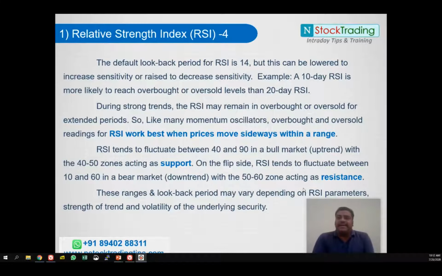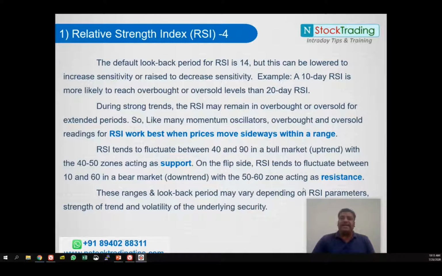Now, during an uptrend, RSI fluctuates between, say, 40 and 90. So what does this mean? When the RSI comes down to 40 or 50, this is the support. It can either bounce back and go up towards 90, which means the price will increase, or it can reach this 40 or 50 zone and come out. When it comes below 30, the price starts going down. It's a breakout.